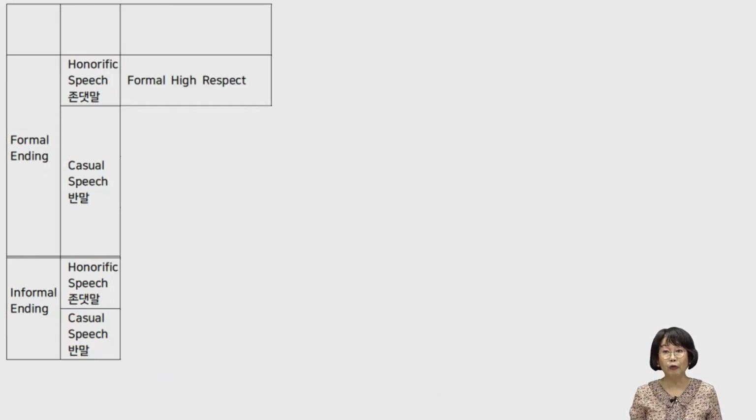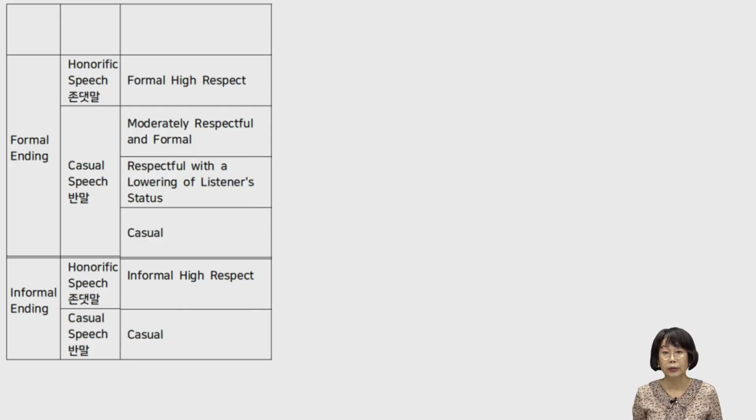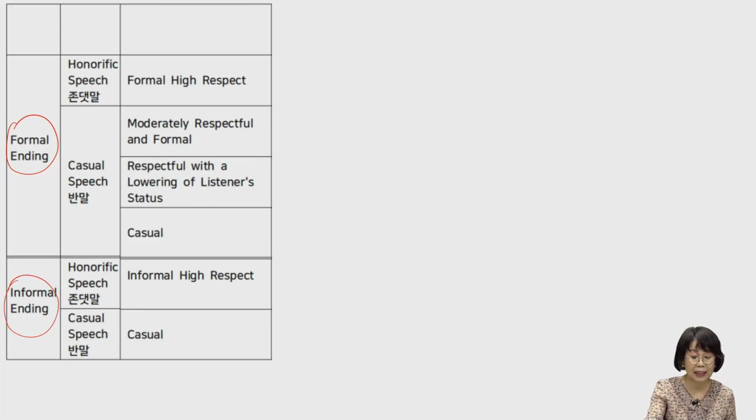First, formal high respect. Moderately respectful and formal. Respectful with a lowering of listener status. Casual. Informal high respect. Casual. So, we have broadly formal ending and informal ending. Each has honorific and casual speech. And we have this six kinds of level of honorific system.